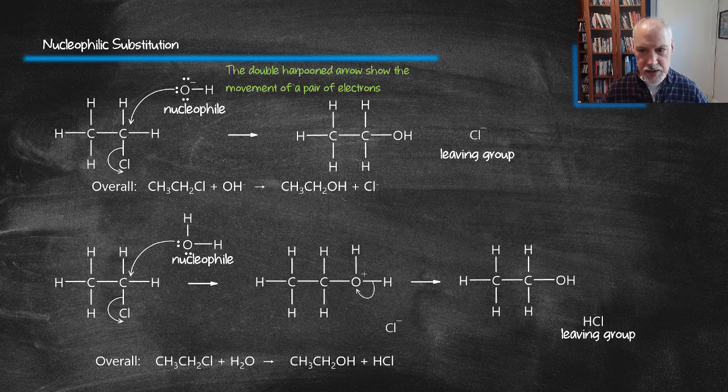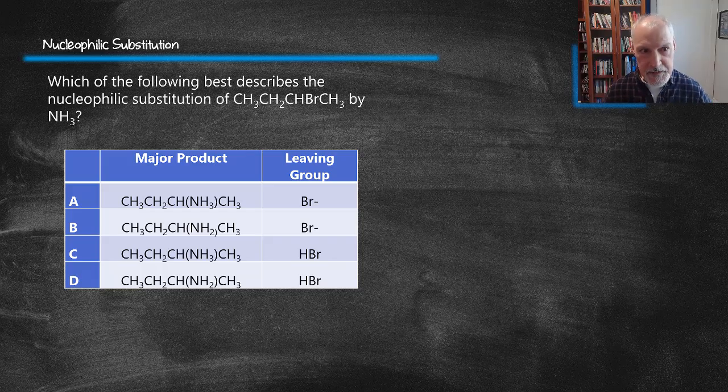One of the ways to differentiate the two is if the nucleophile is an ion, the leaving group is an ion. And in a similar fashion, if the nucleophile is a molecule, the leaving group must be a molecule. Let's take a look at a multiple choice question. Which of the following best describes the nucleophilic substitution of 2-bromobutane by ammonia? The first thing I note is I'm using ammonia, which is a molecule. That must mean my leaving group must also be a molecule. So therefore C and D are possible.